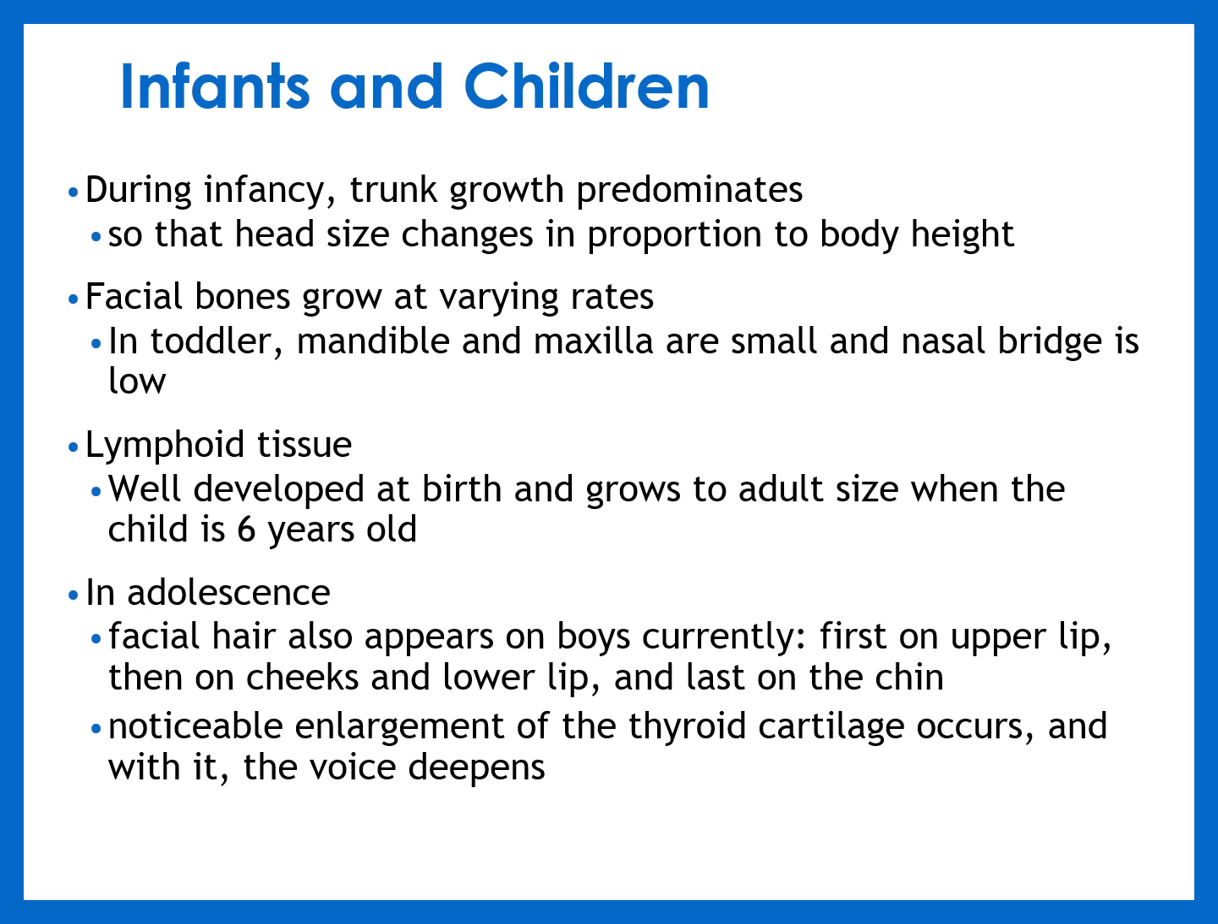The facial bones grow at different rates. For example, in toddlers, the mandible and maxilla are small and the nasal bridge is low. Lymphoid tissue is well developed at birth and reaches adult size by age 6. Adolescence brings facial hair in boys, starting on the upper lip, then the cheeks, and the lower lip and chin. The thyroid cartilage enlarges and deepens the voice.